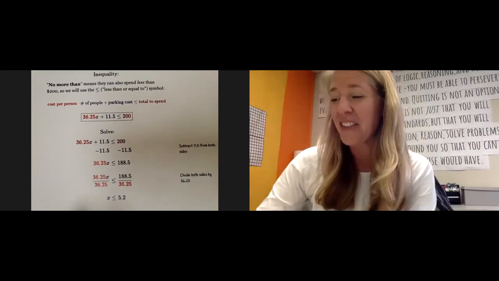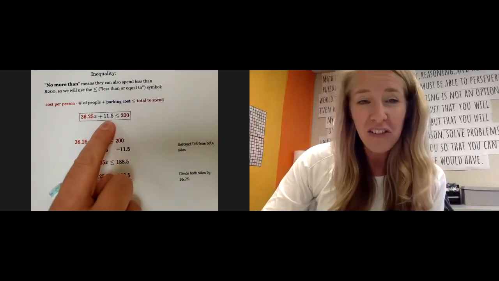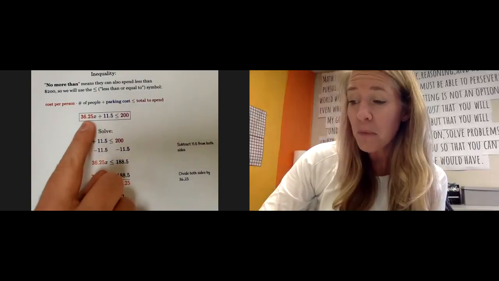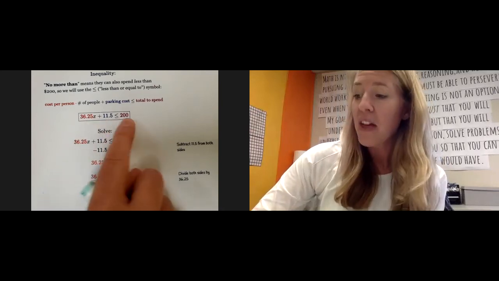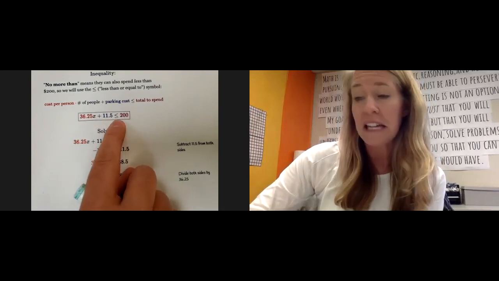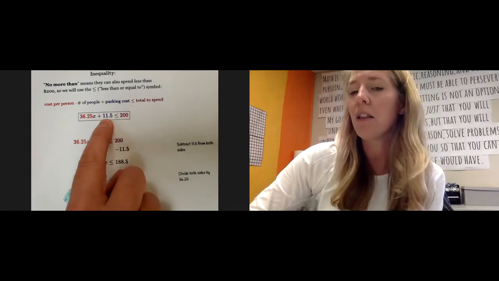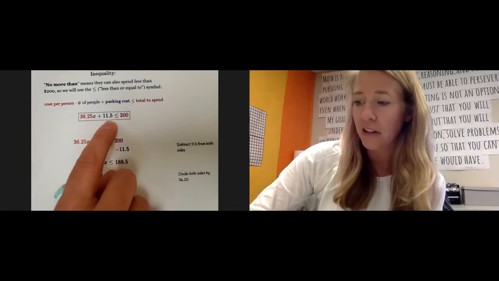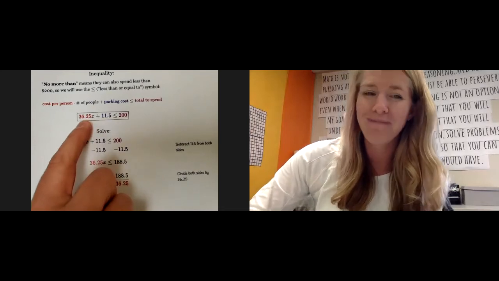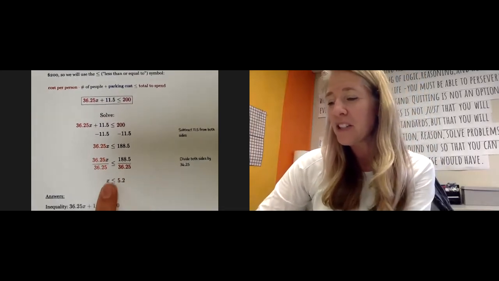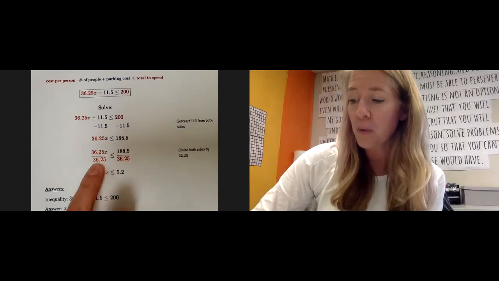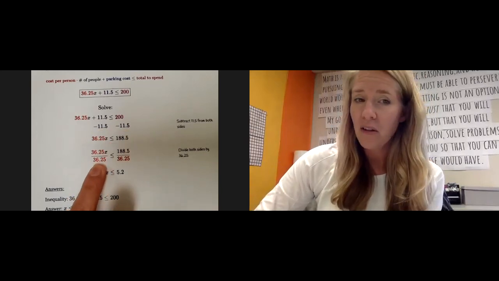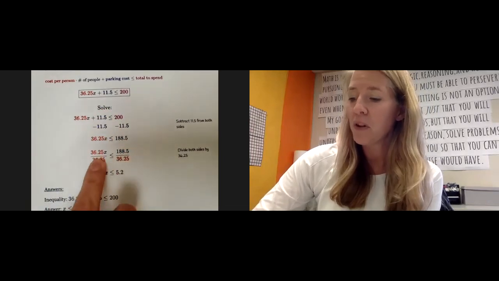So I'm just going to tell you that we have that flat parking rate cost plus this much per person. Okay, X is how many people are going. And that amount has to be compared to 200, either equal to it or smaller than that amount. Okay, so your alligator's not going to eat the people. Set that up and solve it. You subtract 11.5 from both sides, and then you divide away that 36.25. Okay, undoing the constant, undoing the coefficient.